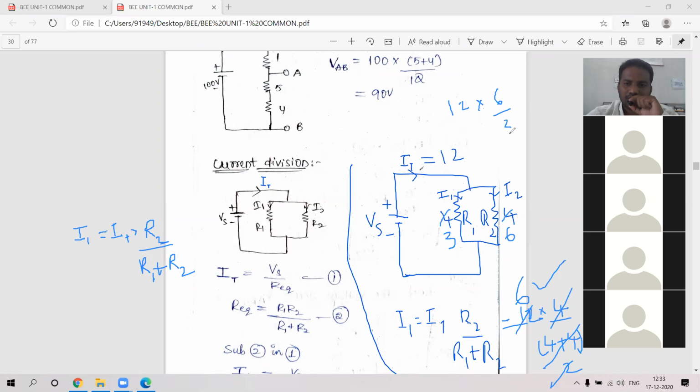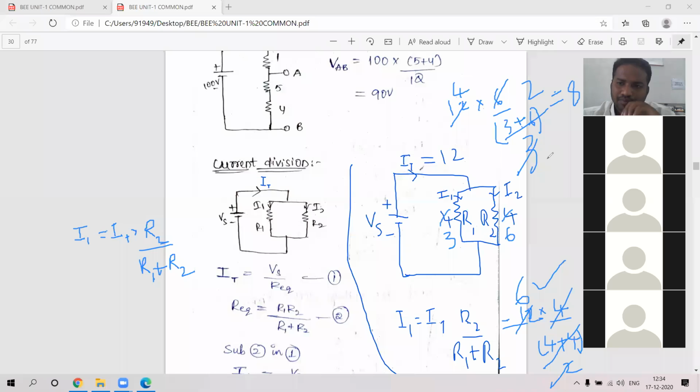So I1 is 12 into 6 by 3 plus 6, which is 8. I2 is 4. So 8 you got. What will be the remaining? Initially 12 is there. 8 is there, so the remaining value is 4 only. 8 plus 4 is 12. The sum of currents entering is equal to the sum of currents leaving. That is 8, and the remaining current will be 4.